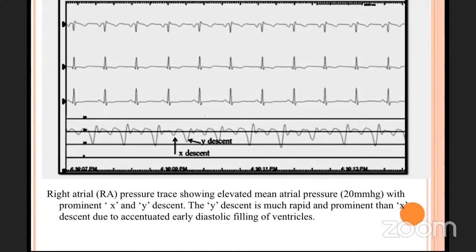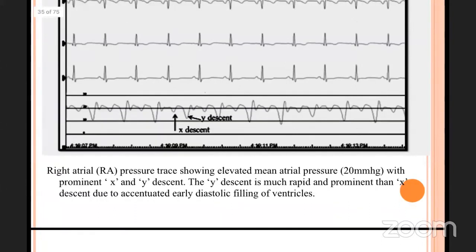So there are two reasons why X descent is what we call blunted in patients with restrictive cardiomyopathy: because of the atrial myopathy causing failure of relaxation of the atrium, and second, associated tricuspid regurgitation that blunts the X descent. In contrast, in constrictive pericarditis, there is prominent X descent as well as prominent Y descent.